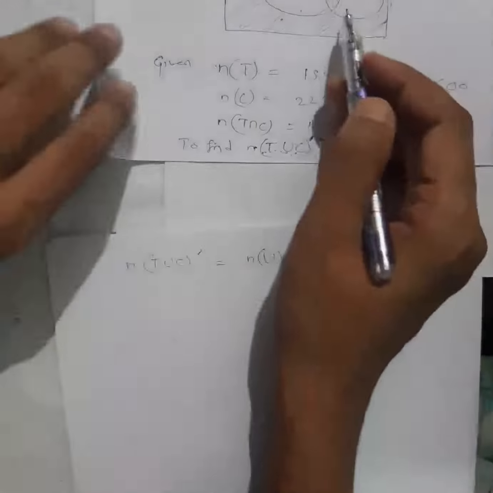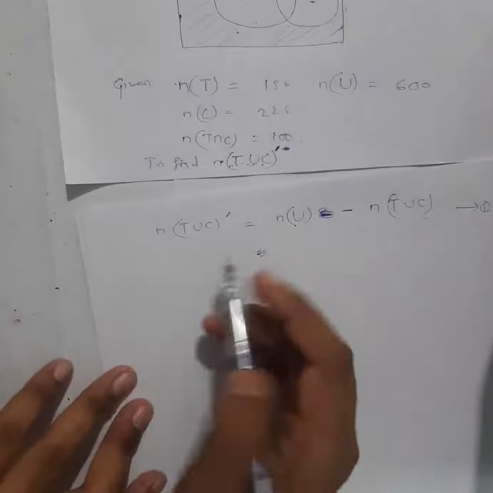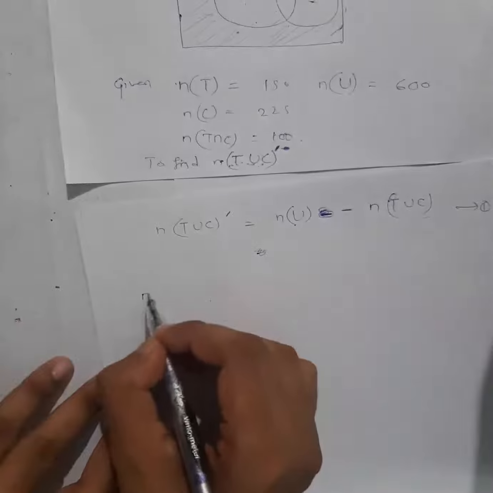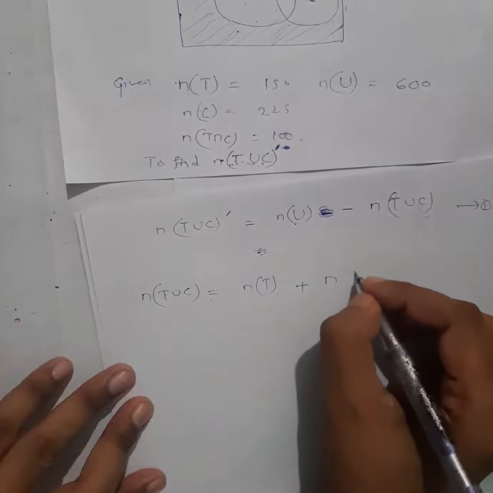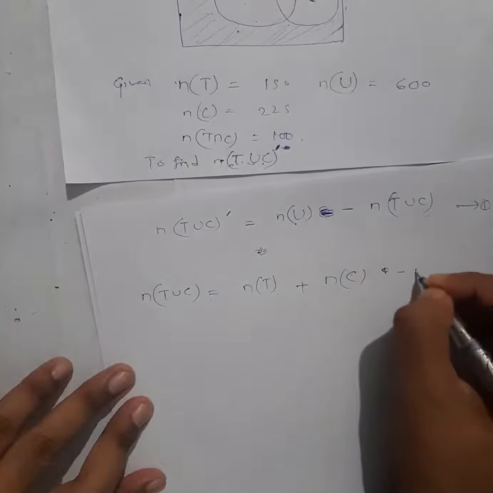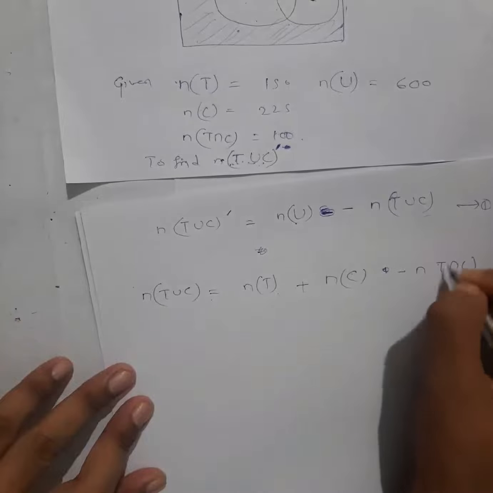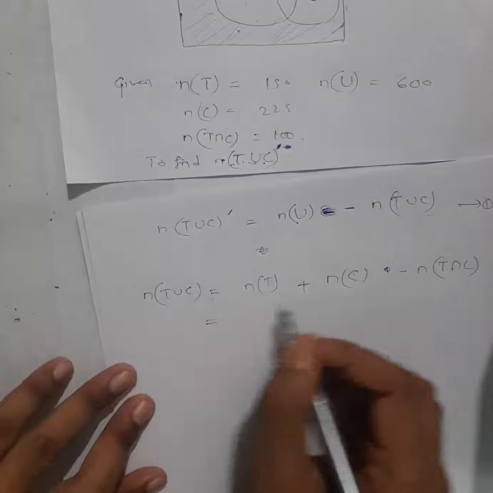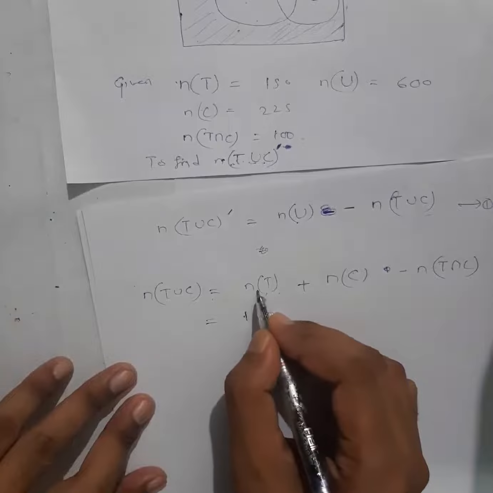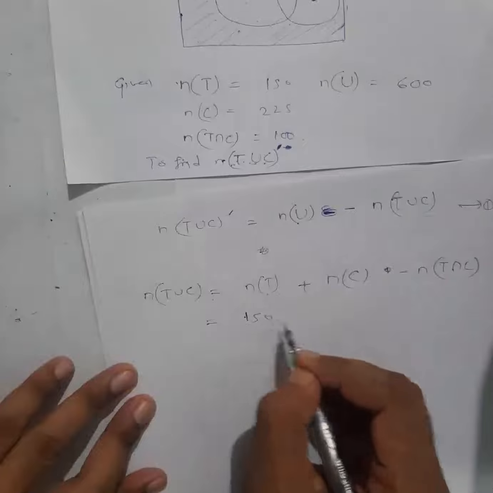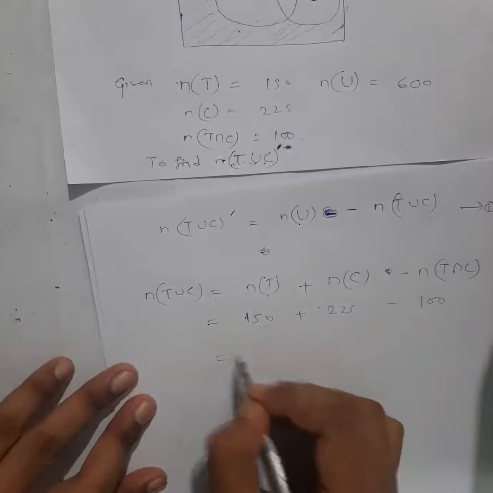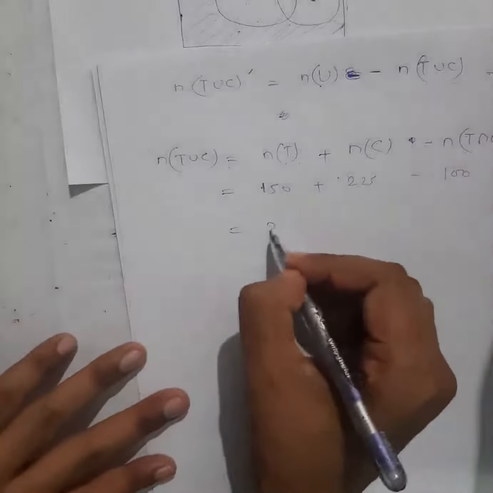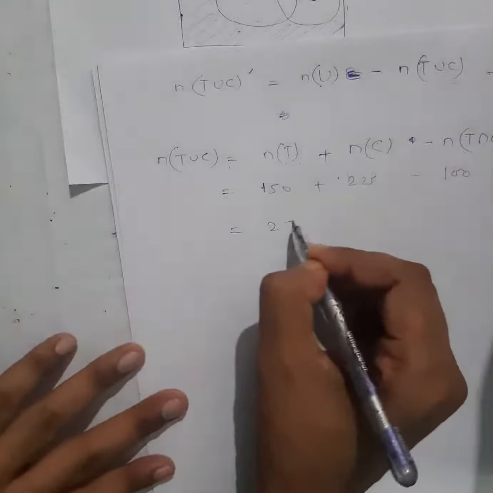This we have to find out. Now to find this, you mark it as 1. So to find this we have a formula, right? T union C, what is the formula? Number of students who take tea plus number of students who take coffee minus number of students who take both. So we know all these numbers, so put the values. Number of students who take tea was how many? 150 plus 225 minus 100, which will be how much? 275. We have already done this one, right?